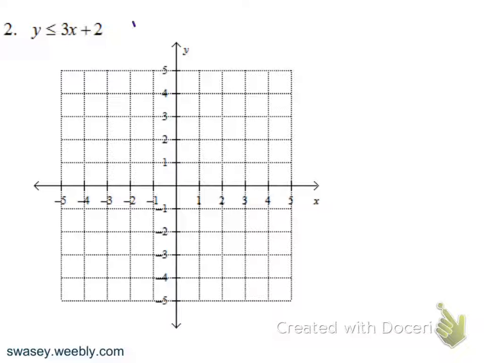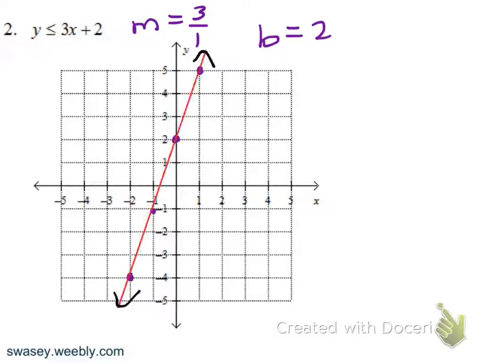Number 2, we have a slope of 3 as a fraction 3/1, y-intercept of 2. So plot a point at 2 and then go up 3 to the right 1. You can also go down 3 to the left 1. This one's going to be solid line. Less than, we shade below.